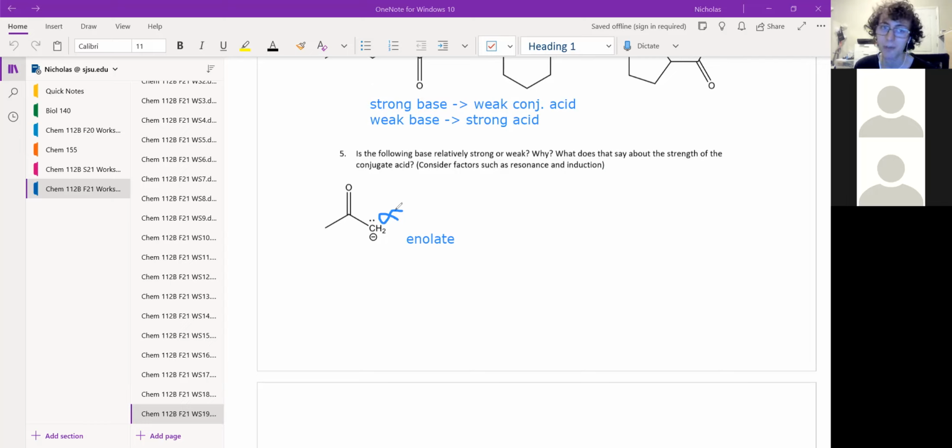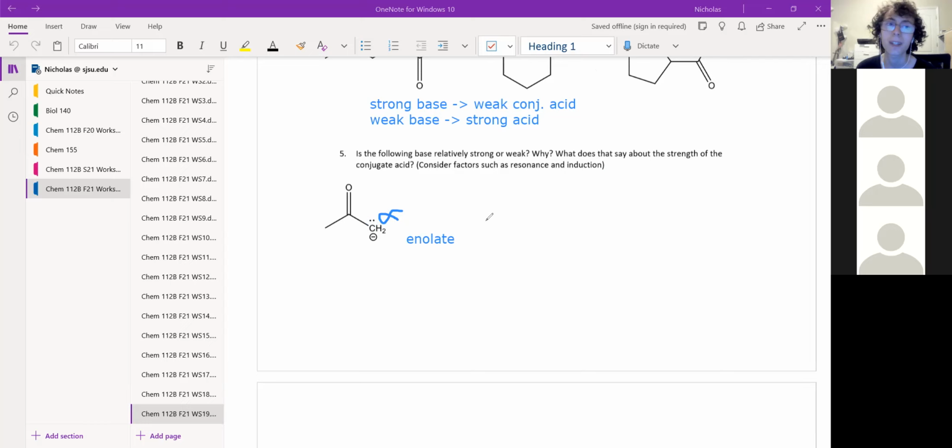And what's one big thing that we can talk about with this enolate that will affect its stability, reactivity, like how strong it is? We have a lone pair. Oh, go ahead. I was going to say the negative or the lone pair. Yeah, but what about it?